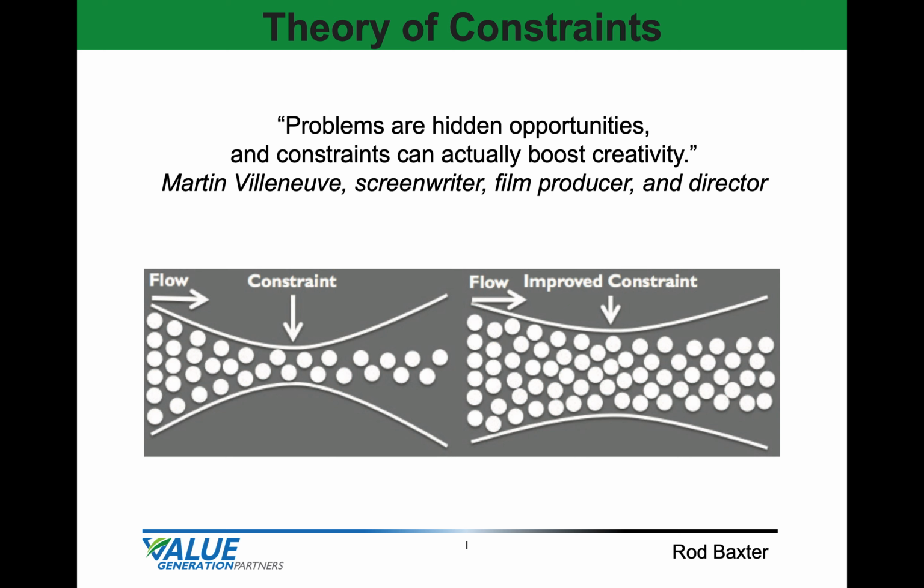If you could figure out how to get more product volume through your existing process, you'd generate additional revenue more quickly, resulting in increased profit for your business. The example depicted here shows a constraint on the left, and we improved that constraint on the right, and we're getting more product through the bottleneck.